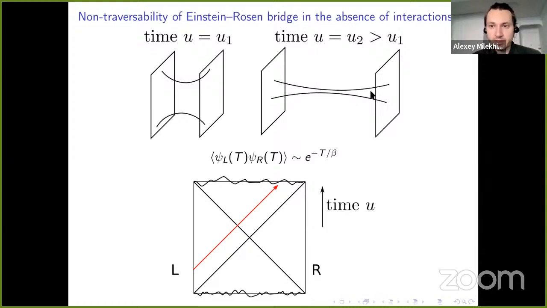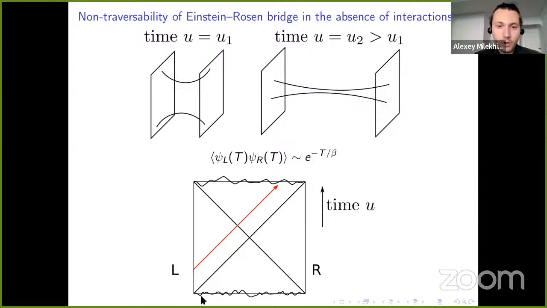And this bridge grows. And it grows with the speed of light. So in fact, it is not possible to traverse this Einstein-Rosen bridge, because if you jump inside, you will not be able to cross it, because it expands at the speed of light, and you cannot really move faster than the speed of light.